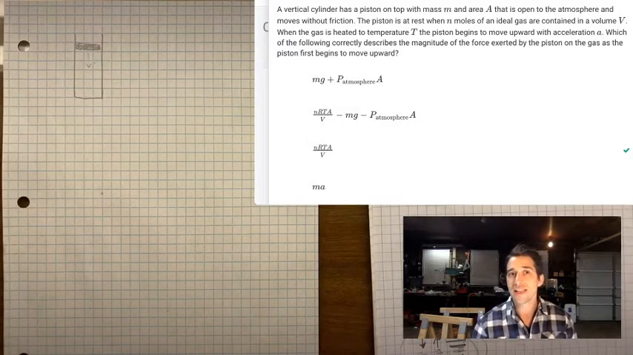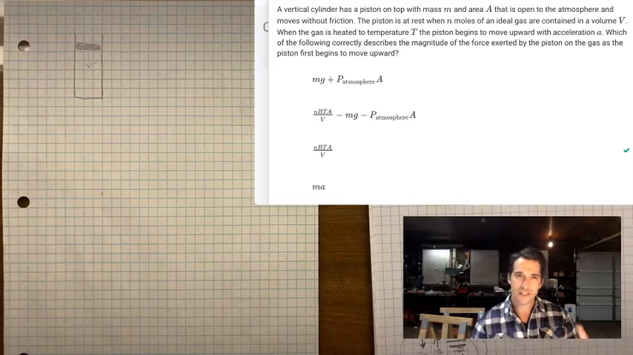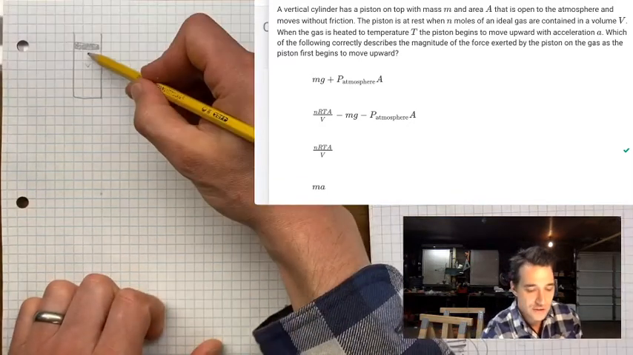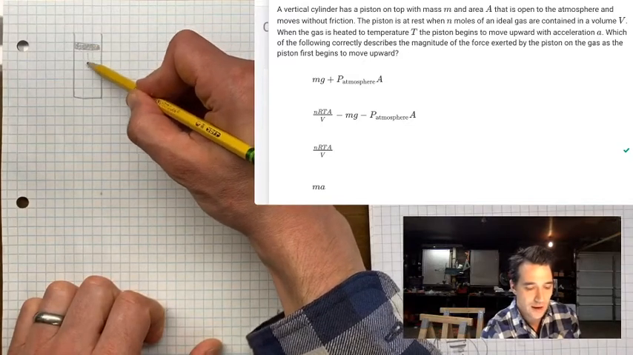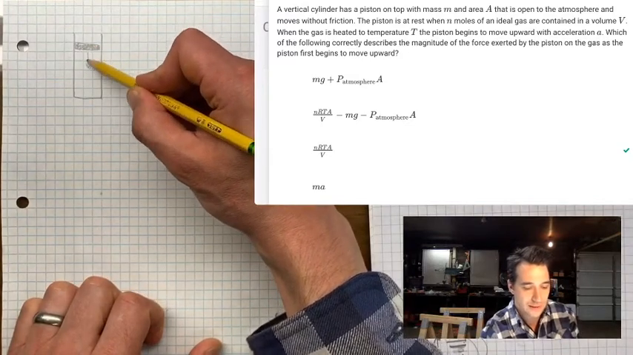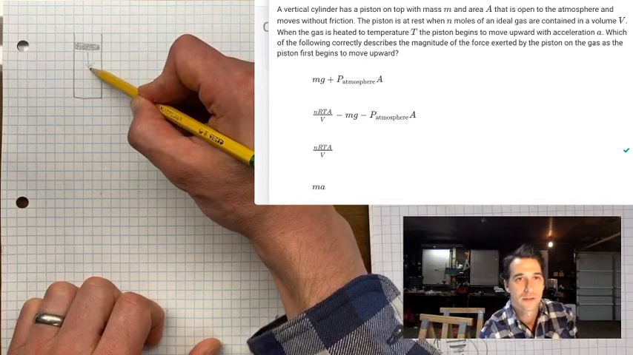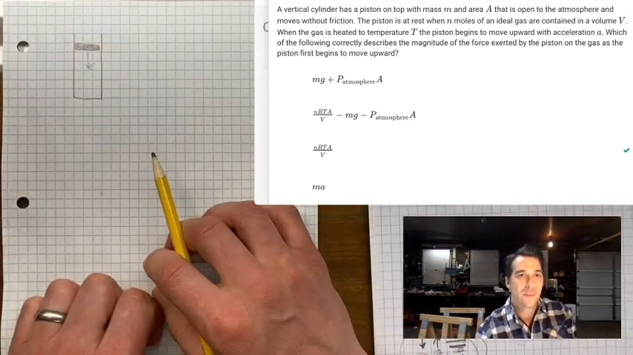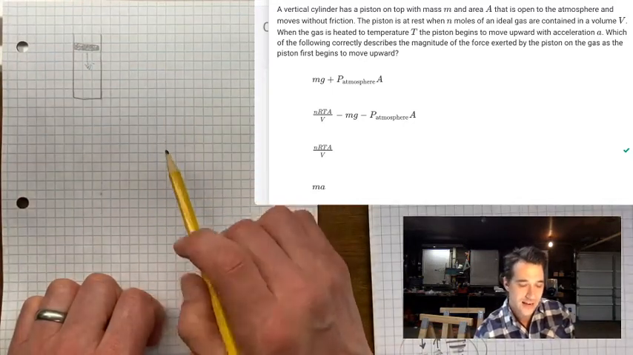If that's what you were thinking, it's a good thought. Your physics is right on, but you have to carefully read the question. If we're just asked for the force this is putting on the gas, so this is putting a downward force on the gas, we don't need to do any of that. We don't need to know the acceleration or anything.